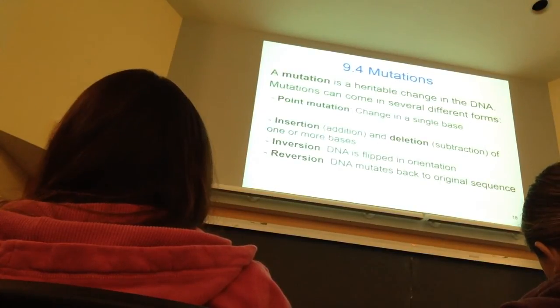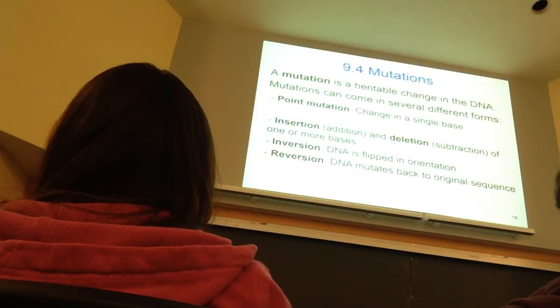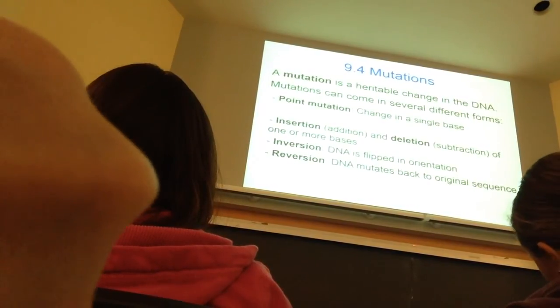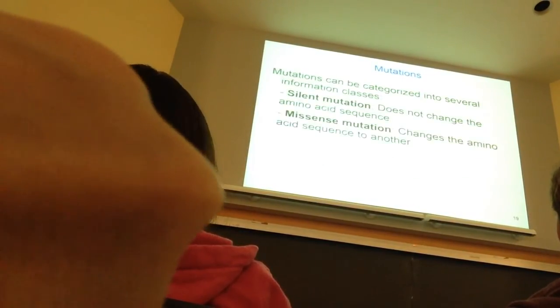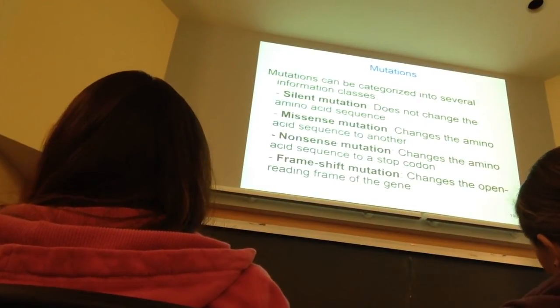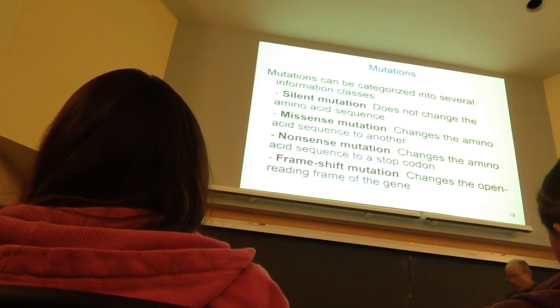Reversion, it back mutates to the original sequence. So those are some of the categories of mutations. But another way to look at them is what they cause. What kind of consequences are there?